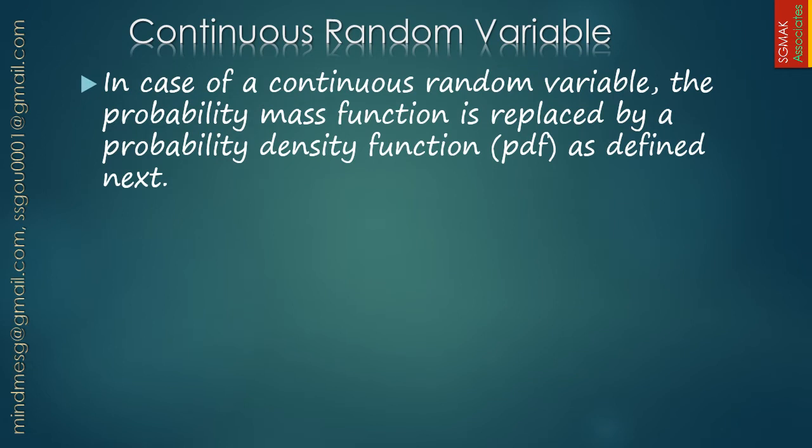Moving on, let's talk about a continuous random variable. In this case, because of the word continuous, the random variable takes all possible values over one interval or more than one interval. Instead of probability mass function, we call it probability density function. In dealing with a discrete random variable, we define it as a PMF, probability mass function. In dealing with a continuous random variable, we define it as PDF, probability density function.